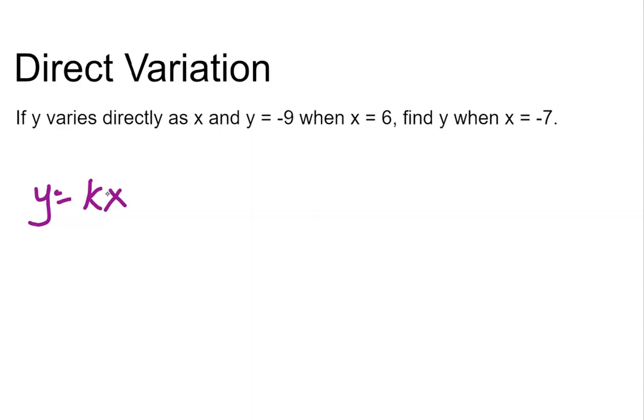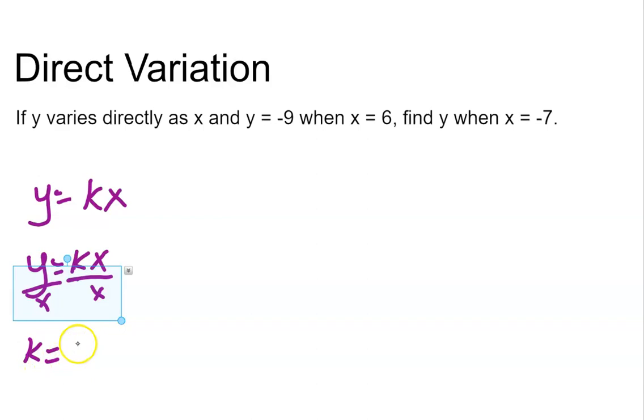So if I were to write this, I would say y varies. So I would start off with my y. Y varies directly, which means I'm going to be multiplying the constant by the x term. But I need to solve for k because I need two x's and two y's in my equation. So I'm going to divide everything by x. And now I have the constant equals y divided by x.